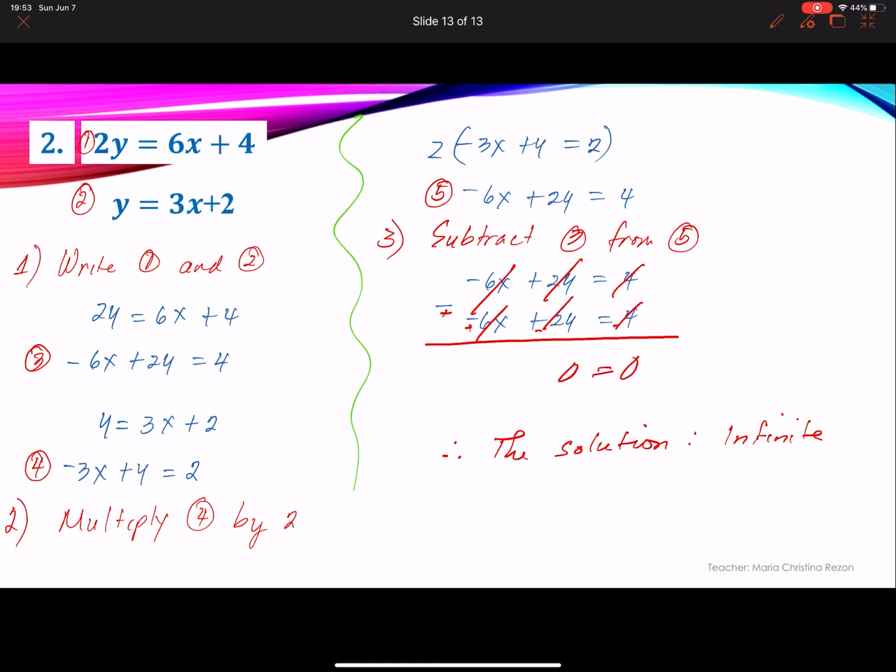And if you notice here, our first equation, 2y is equal to 6x plus 4. If you are going to divide that by 2, it will give you y is equal to 3x plus 2. So actually, equation 1 and equation 2 are equivalent equations. That's why your solution is infinite, or infinitely many solutions. And that concludes our lesson for this week.